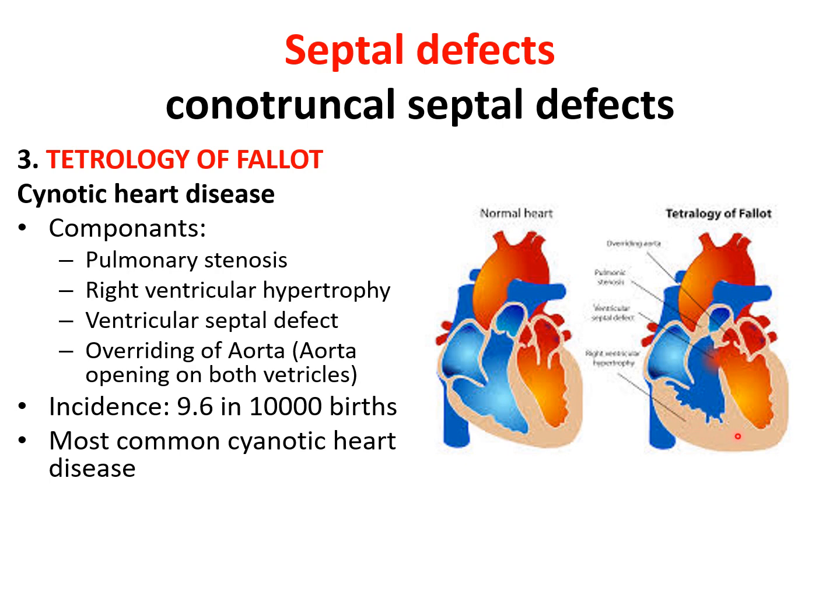Because of that, it takes a lot of effort for the right ventricle to push blood through this pulmonary opening, so it is also as thick as the left ventricle, leading to hypertrophy. And then there is a ventricular septal defect, and the aorta is catering to both the ventricles. This condition of the aorta is called overriding aorta. The incidence, as I told you, it is one of the commonest cyanotic heart diseases. So incidence is 9.6 per 10,000 births, and it is the most common cyanotic heart disease.